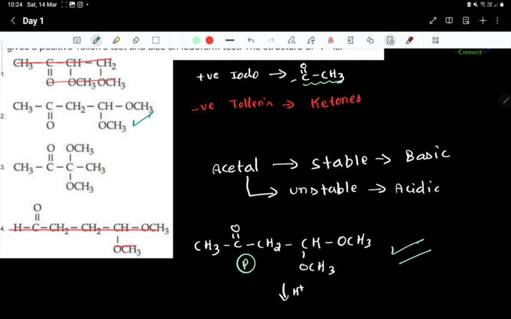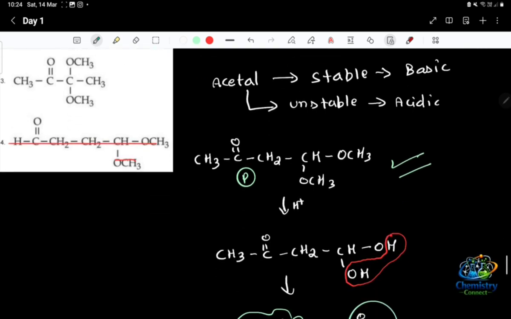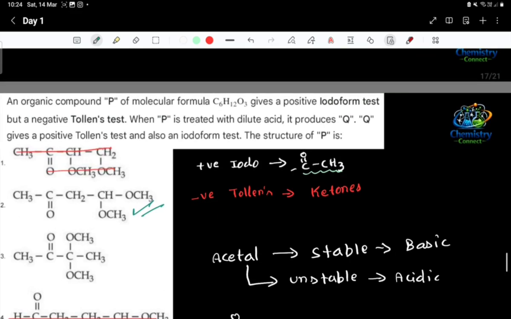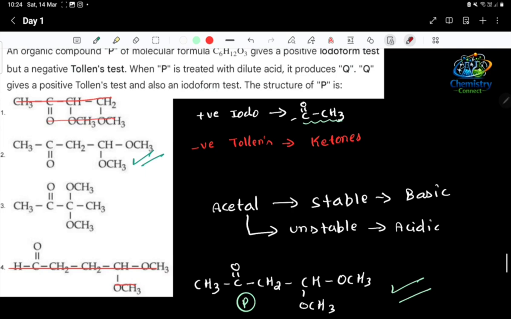Apply the same method for option 1 and option 3. In the case of option 3, you will get OH here and OH here, again H2O will go, so you will be getting a ketone. Since a ketone is there, you won't get the positive Tollens test. In the question itself, they told very clearly that it should give a positive Tollens test as well as an iodoform test. So based on these factors, the correct answer is option 2.